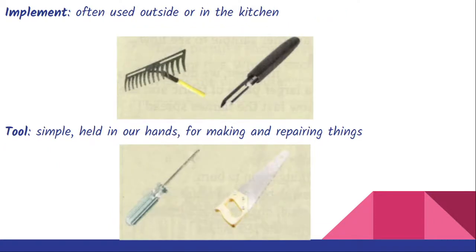Okay? The last category, we have an implement. An implement is used outside or inside the kitchen. Like here, we have a potato peeler and a spade. I think we call it a spade. So, a tool. A tool is simple, held in our hands for making and repairing things, like a screwdriver and the hand saw.